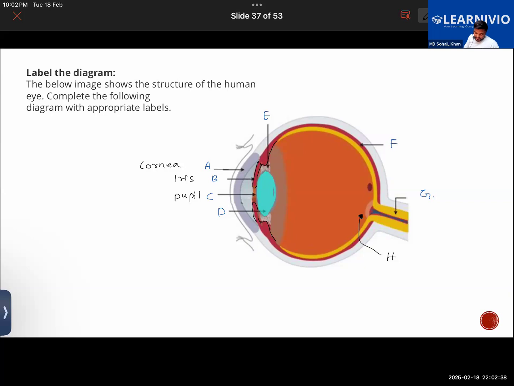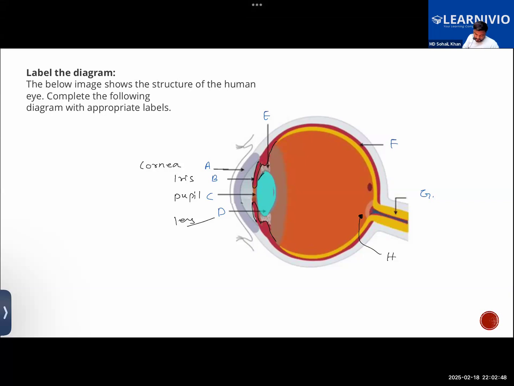Okay. Next, D. D is lens. E is ciliary muscle. Ciliary muscles. Good. It is holding the lens in its place. Good. Next. F is retina. G is optic nerve, and H is blind spot. Very good.